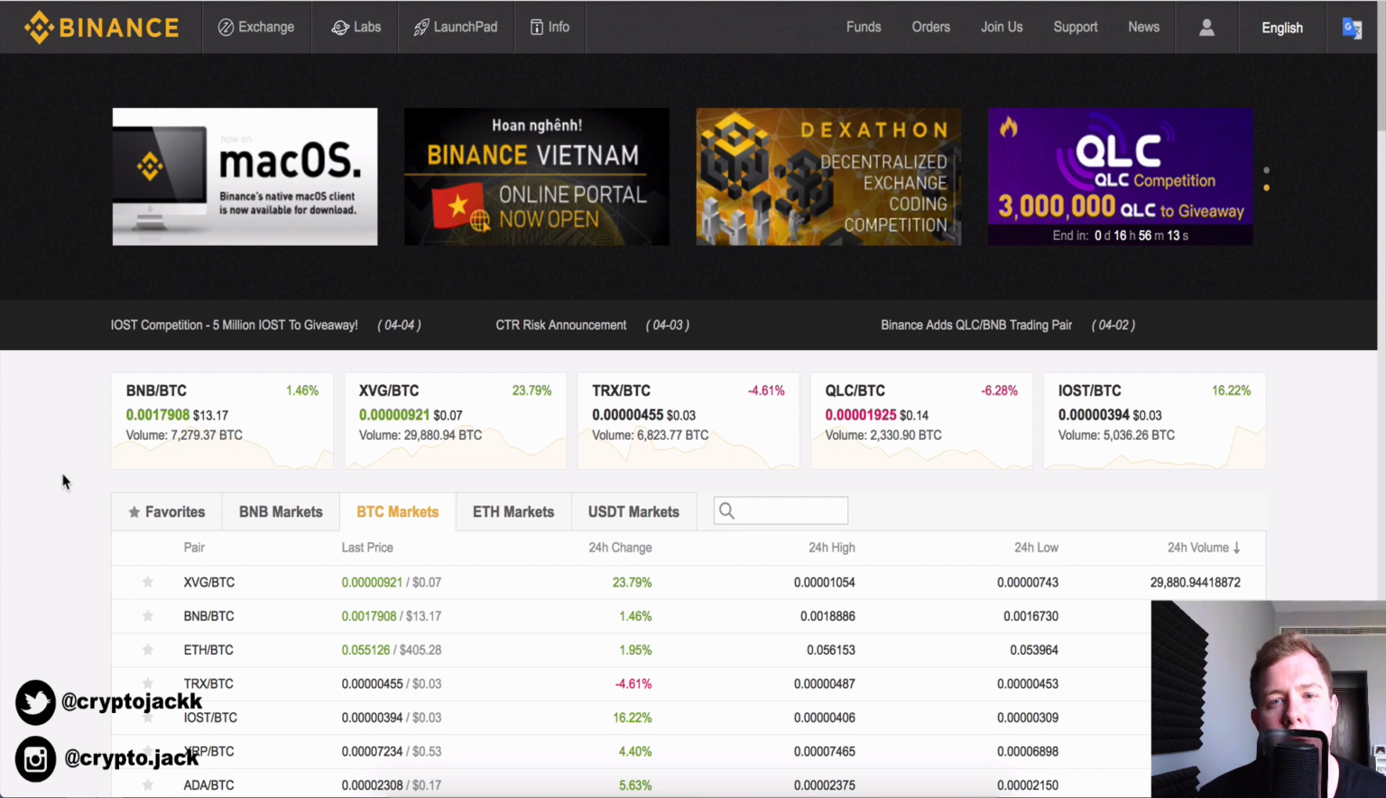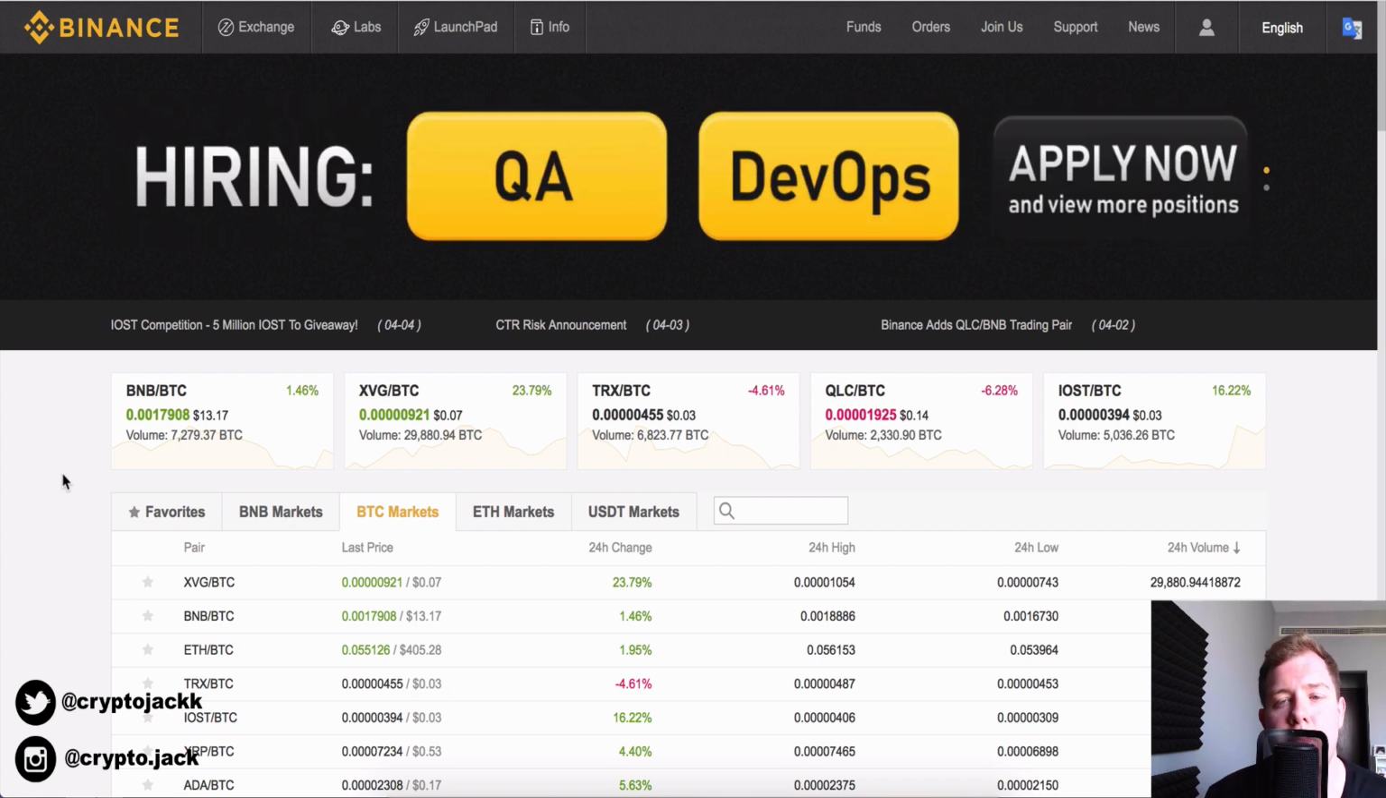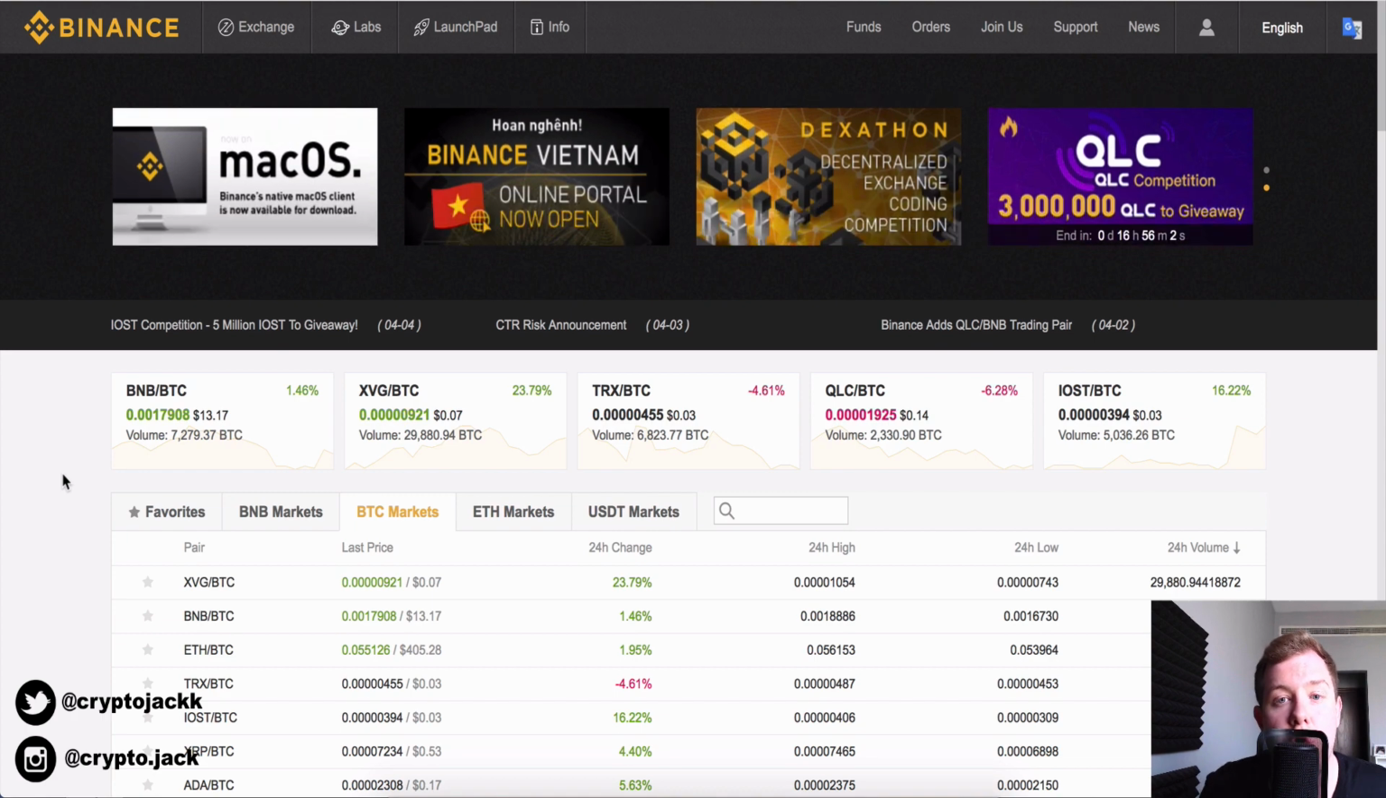They have great volume and they have a lot of choice of coins and tokens. So we're going to be looking at Binance today and basically identifying some trends and different ways and techniques that you can trade, day trade, and make a good amount of profit.